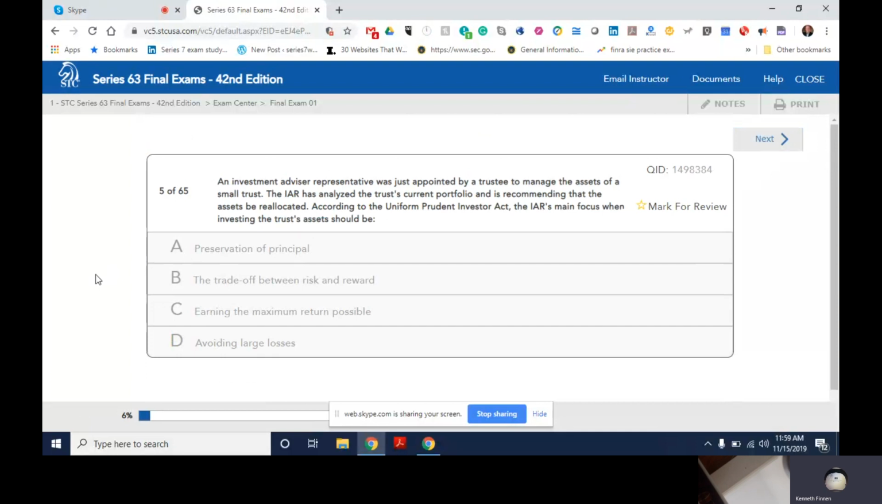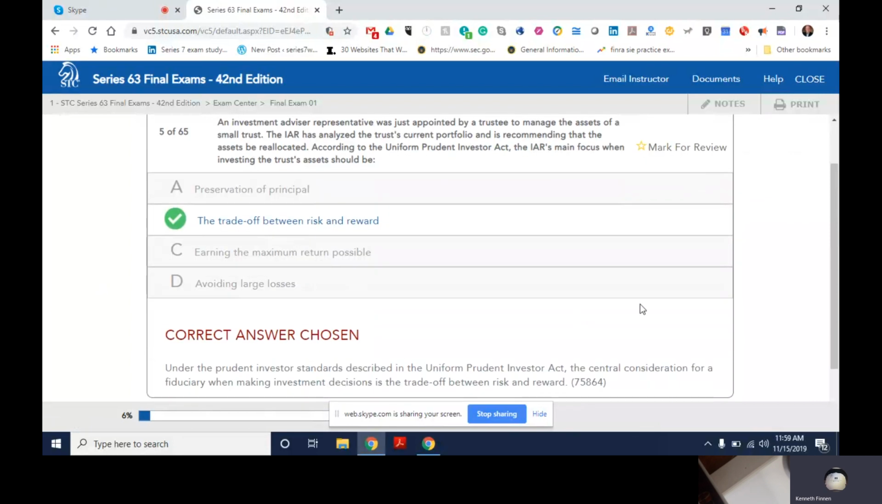so let's see. Preservation of principal, that's not my main focus. I don't always have to protect the principal. I have to take some risk to get a return. Earning the maximum return possible, that's not really a thing. That's nice, but it's not really what you're looking for. You're not going to try to avoid large losses. So what you're trying to do is manage risk versus reward. That's almost always the case. You're not trying to get rid of risk or take a lot of it. You're trying to find the right balance between the two.